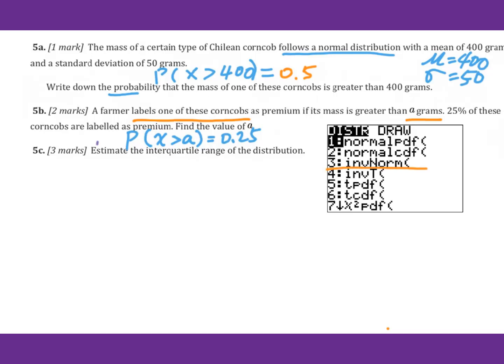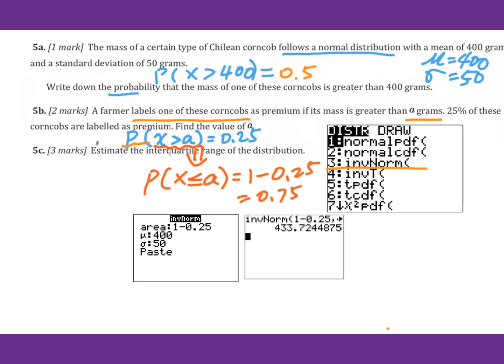We're looking for this A, so we have to use the inverse normal. Please remember, when you put this probability into the calculator, make sure this part is less than. Therefore, I will turn it into probability X less than or equal to A equals 1 minus 0.25, that is 0.75. Now we put into calculator, that's inverse norm. Area will be 1 minus 0.25. Make sure when you put it in, it's always less than or equal to this K. Mean 400, standard deviation is 50. So we get this A equals 434.